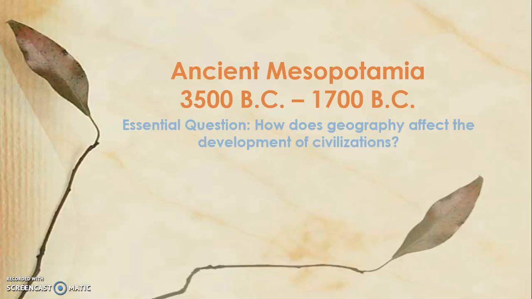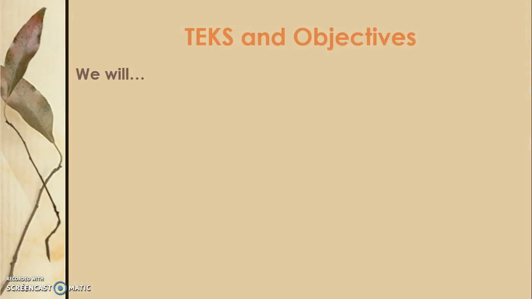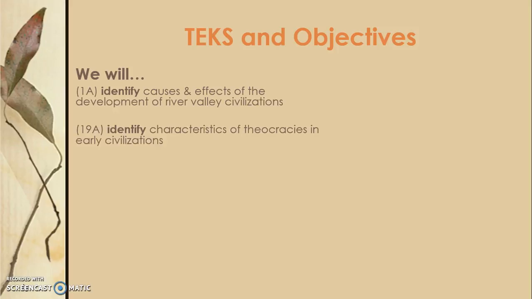Hi guys, in this lecture we will be talking about ancient Mesopotamia, which is one of the first river valley civilizations discovered by archaeologists. Today we will identify causes and effects of the development of the river valley civilizations. We will also identify characteristics of theocracies in early civilizations.